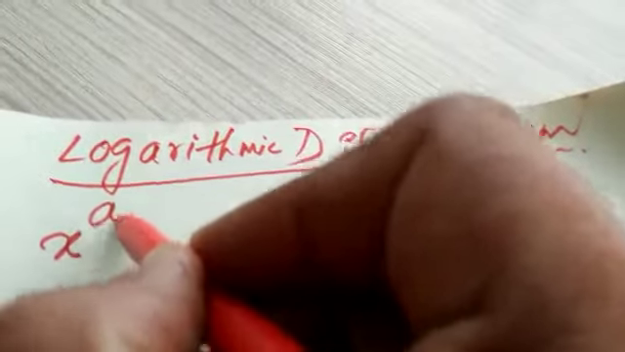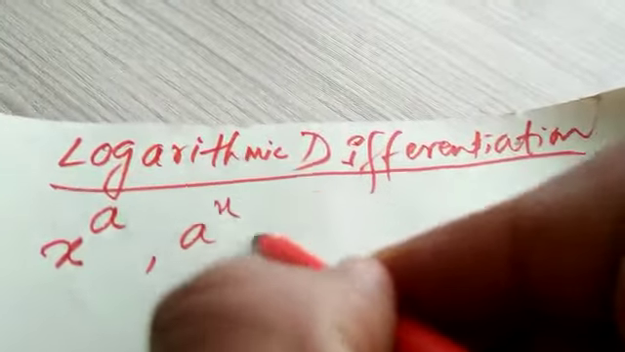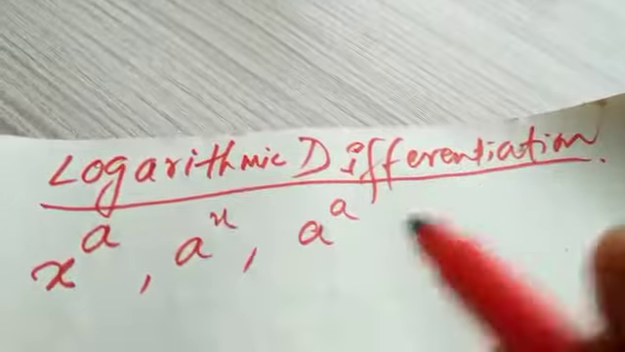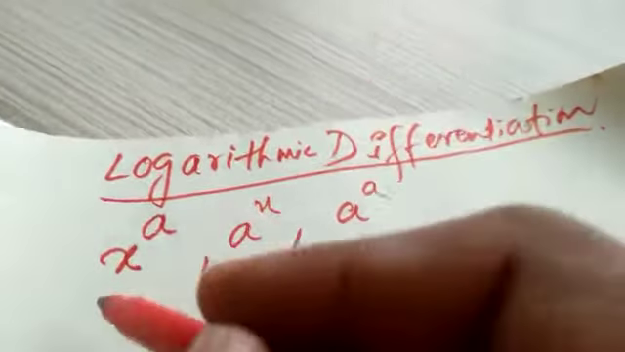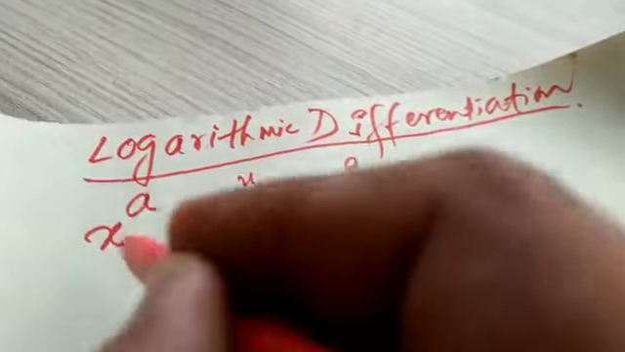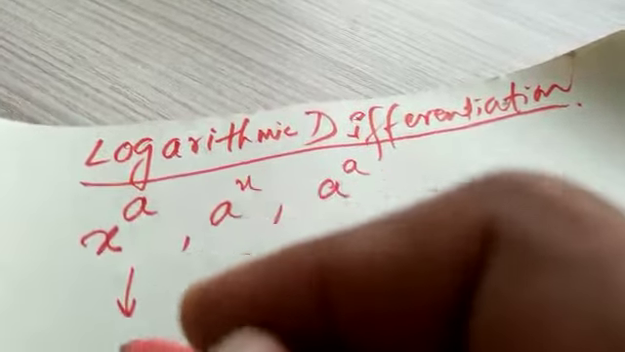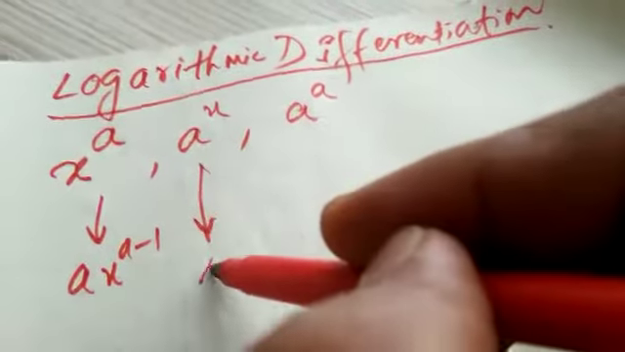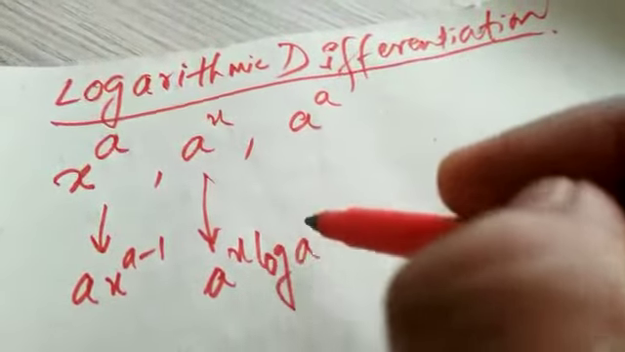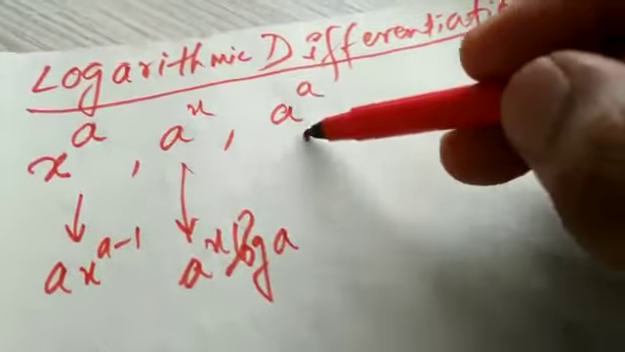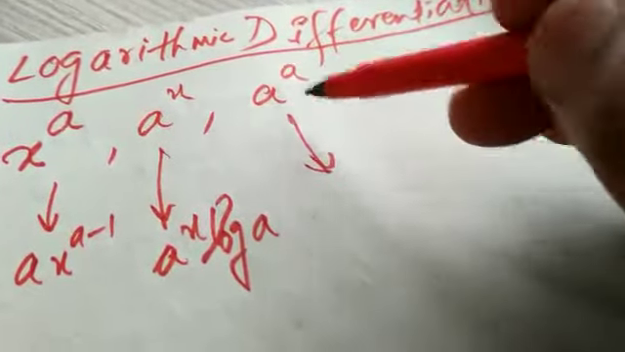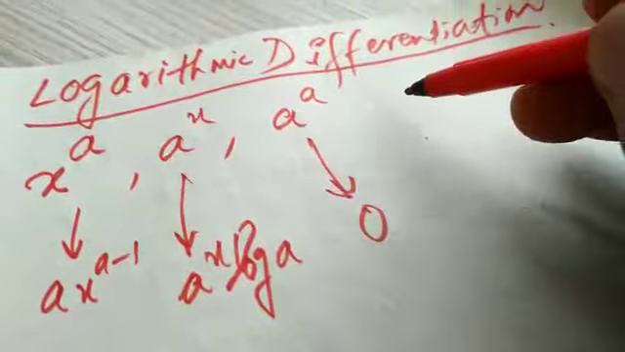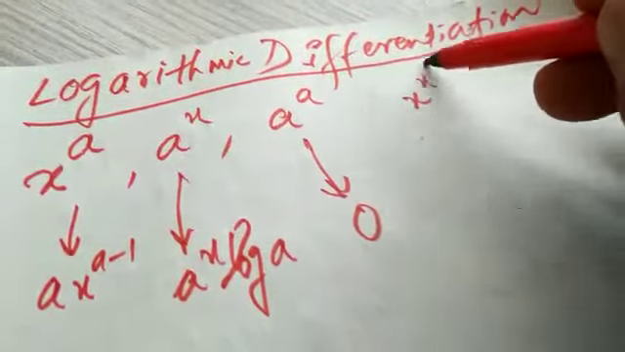In the last part I explained that whenever there is a function to the power constant, constant to the power function, and constant to the power constant, derivatives are available, and I also told the derivatives. Derivative of x to the power a is a x to the power a minus 1. Derivative of a raised to x is a raised to x natural logarithm of a. Derivative of a raised to a, that is a constant, is 0. The only combination left out is x raised to x.